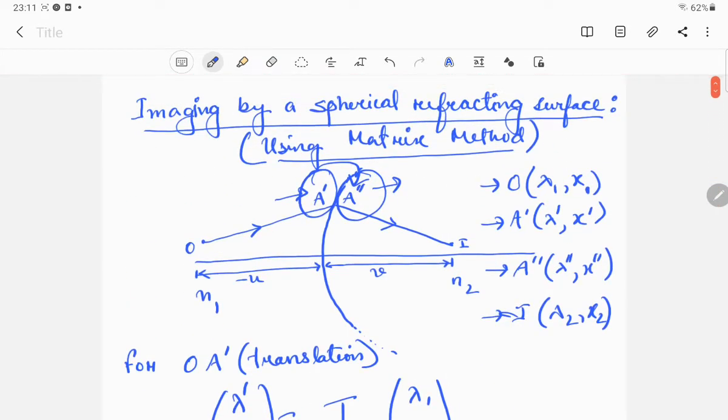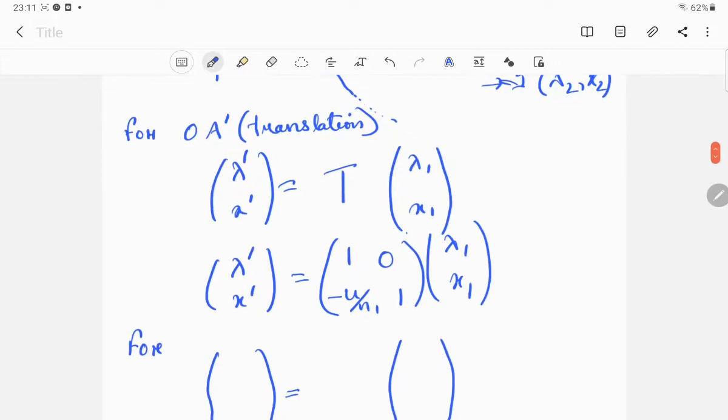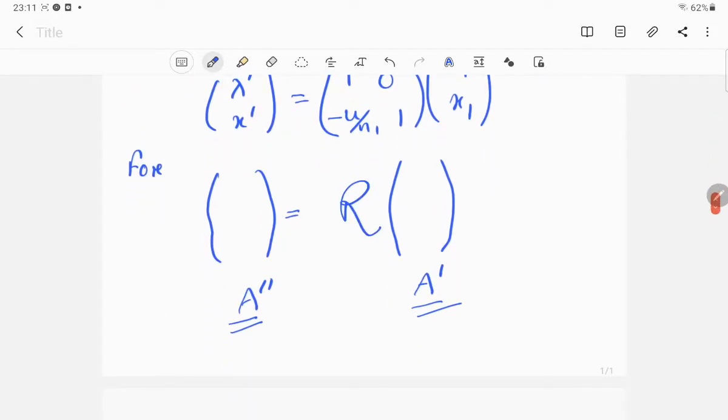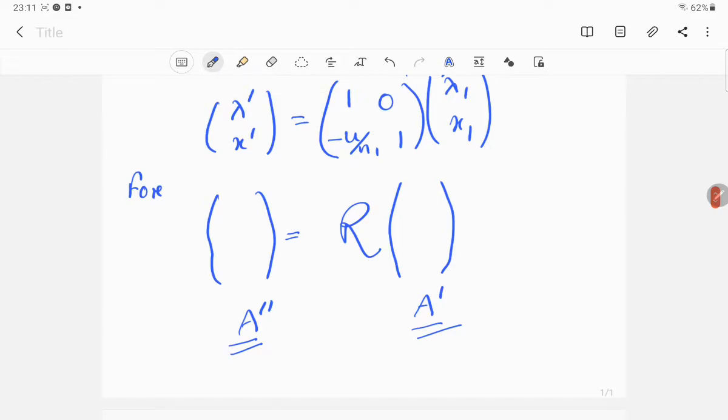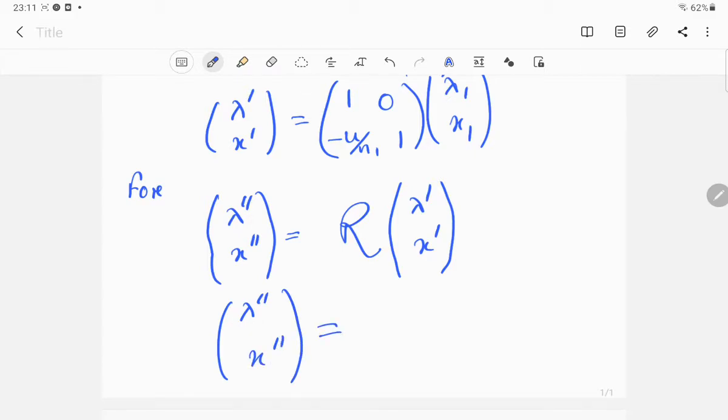Now when going from A' to A'', what happened? The refractive index changed. That is called refraction. Let me write it down. It was λ'' x'' and λ' x'. Now I will remove these unnecessary things. So λ'' x'' is equal to the refraction matrix. It is again 1 and 1, and obviously the determinant is equal to 1, so it is minus p and this is 0.